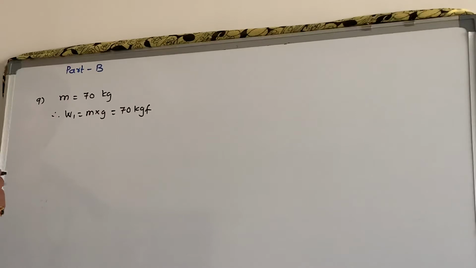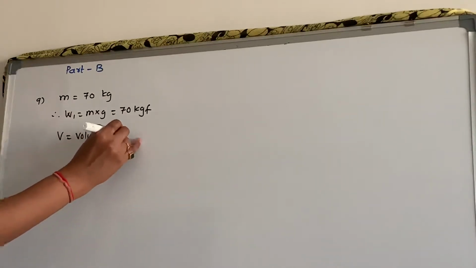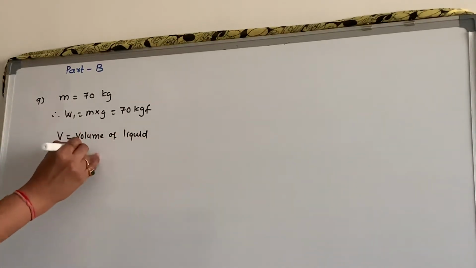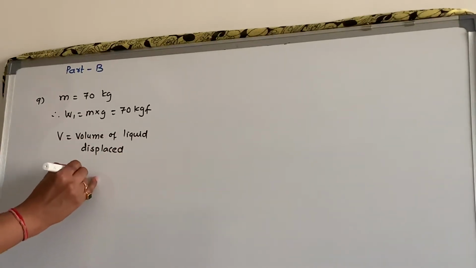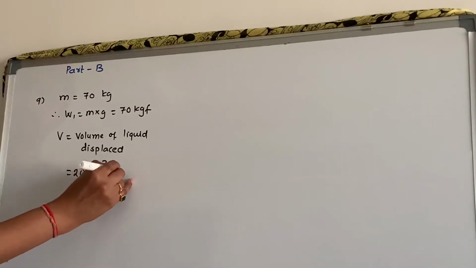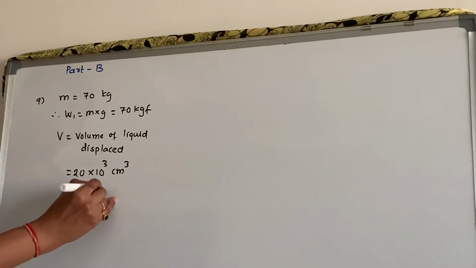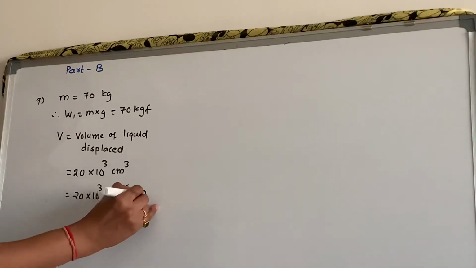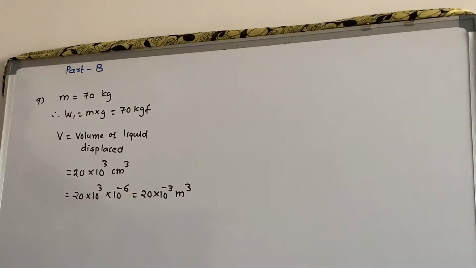Displaces 20,000 centimeter cube of water. So volume of body is equal to volume of liquid displaced. So what is the volume of liquid displaced? It is 20 into 10 raised to 3 centimeter cube. You have to convert this into meter cube. So this is 20 into 10 raised to 3 into 10 raised to minus 6, which is 20 into 10 raised to minus 3 meter cube. You have the volume. Find the weight of body in water and RD.